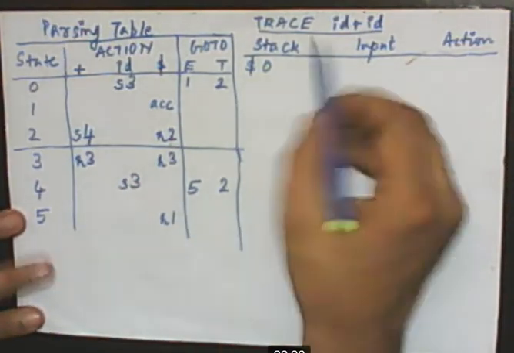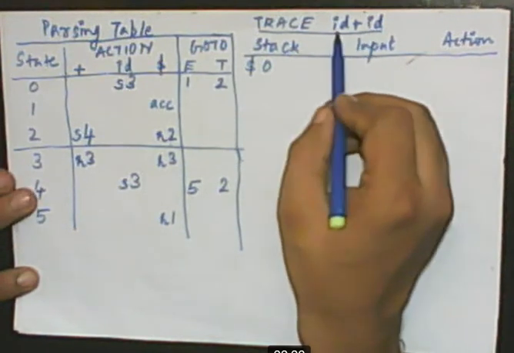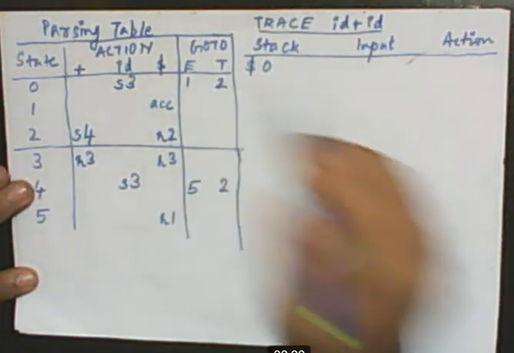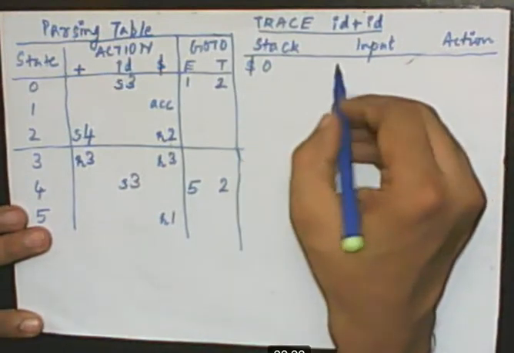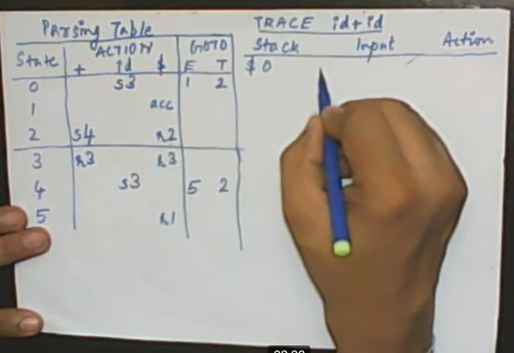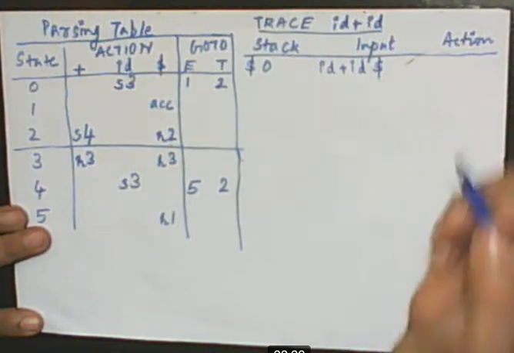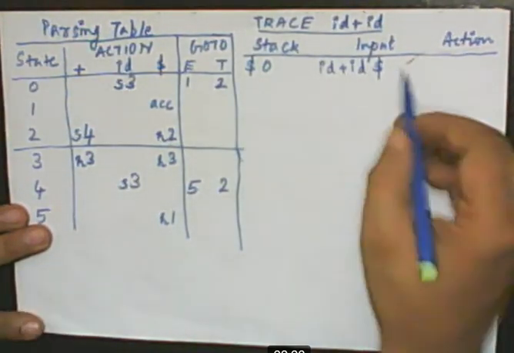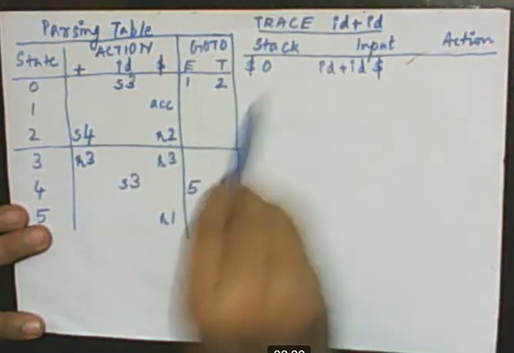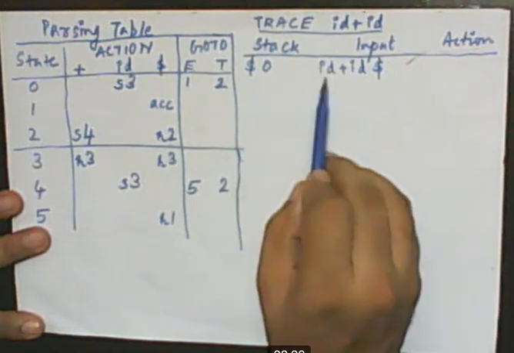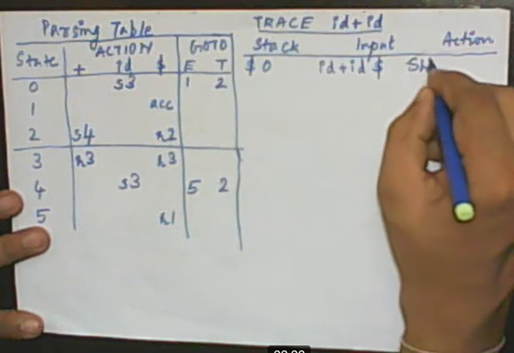So let us consider the tracing of this particular string, that is id plus id for this particular grammar. So on the stack you have state 0. The input, let us consider it as id plus id and right hand marker dollar. So what happens? 0 on id, you have a shift operation, so you do the shift 3.